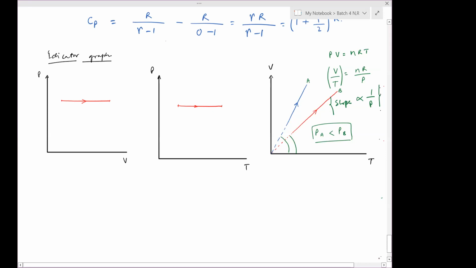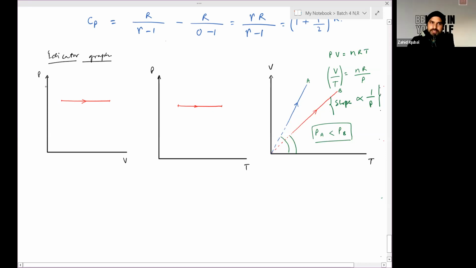Yes, sir. Done. Okay. Now, related to this PV curve, we first have to calculate the slope of the pressure versus volume graph. Since this line is parallel to the x-axis, its inclination with respect to the x-axis will be 0. So the slope dP by dV, that is tan theta, will be 0 in this case.